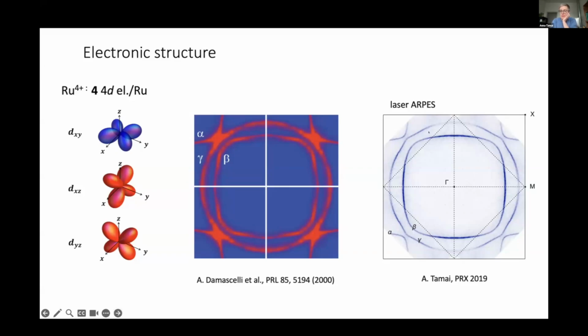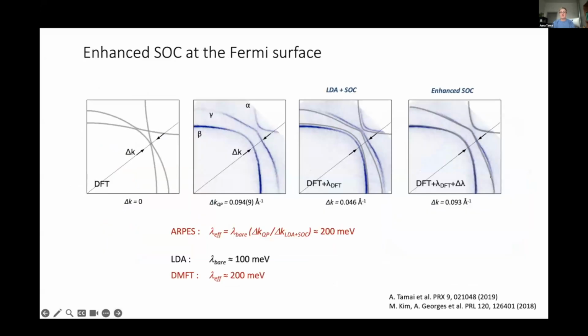What is the effect of spin-orbit coupling at the Fermi surface, and how does the self-energy, or the many-body interaction, behave as you evolve along the Fermi surface? So I will go quickly through these 2 points.